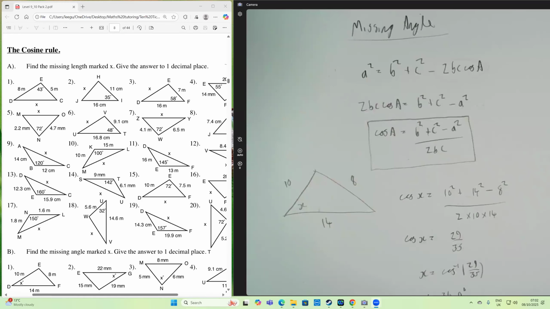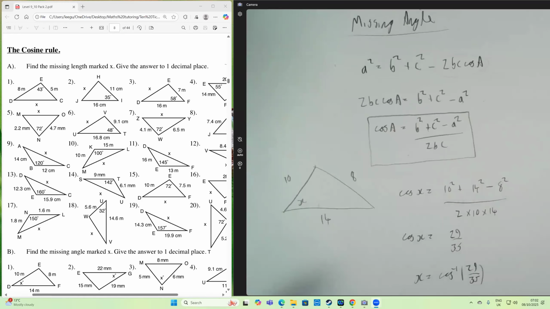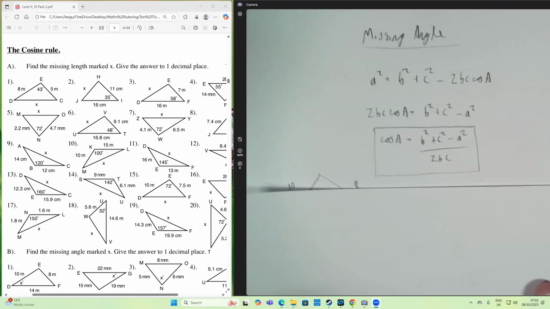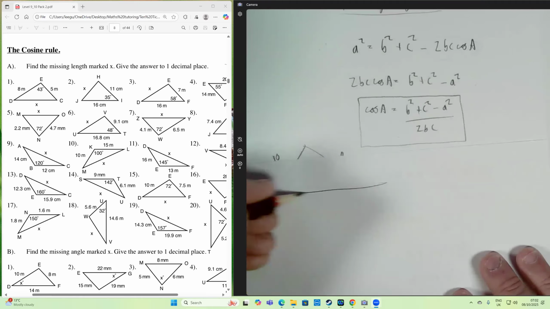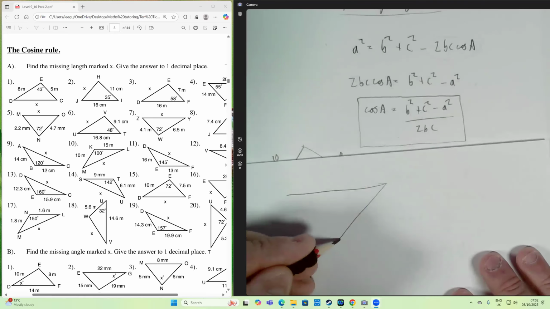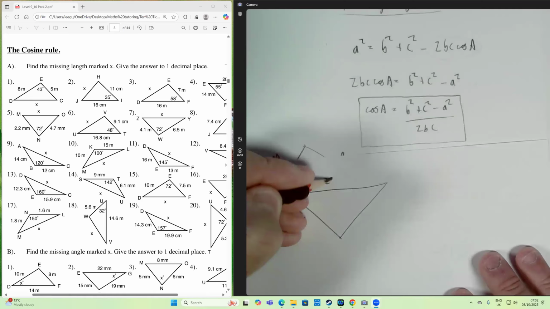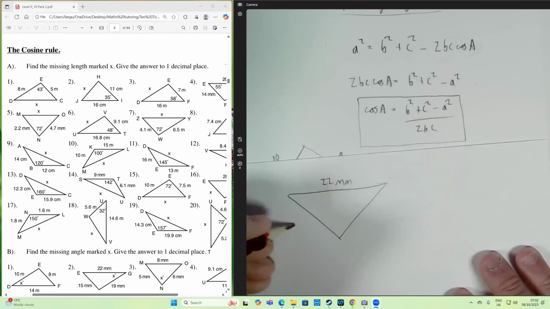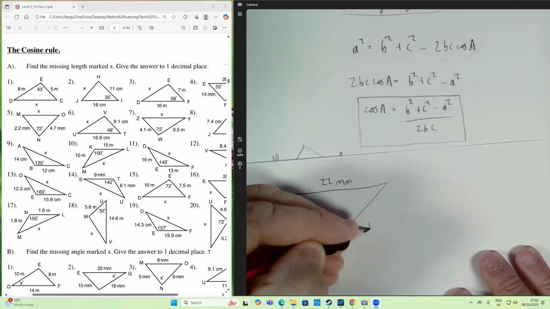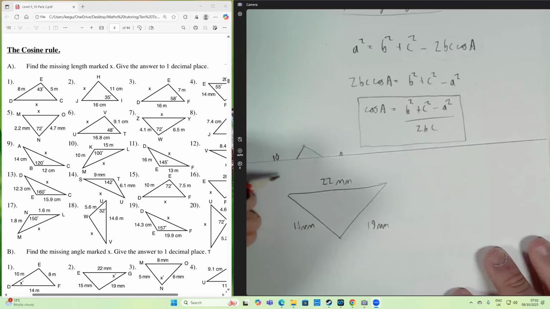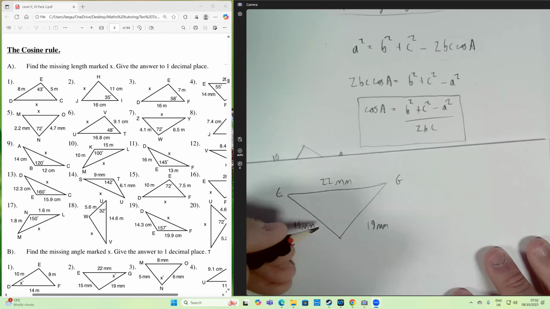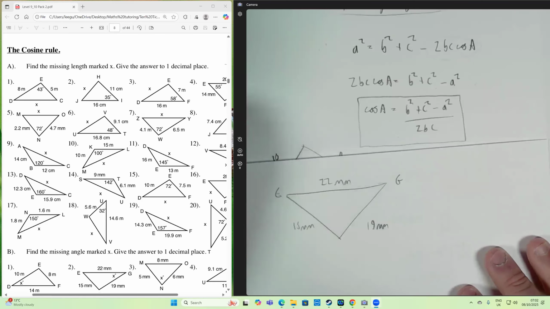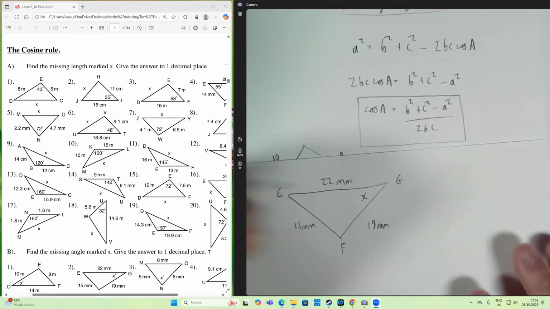Let's just do one more, so we've got the hang of it. Let's do the second one. So the second one at the bottom of the page is, here it is. There is our 22 millimeters, 15 millimeters, 19 millimeters. That is E, that is G for golf, and let's say that's F. And we're trying to find this angle here.